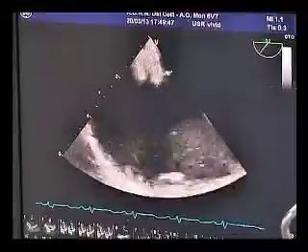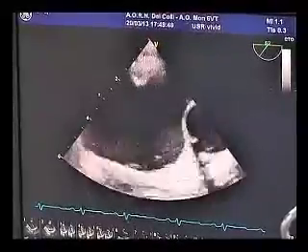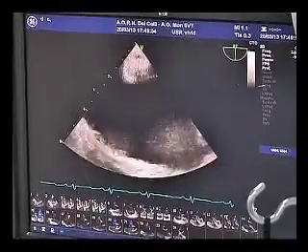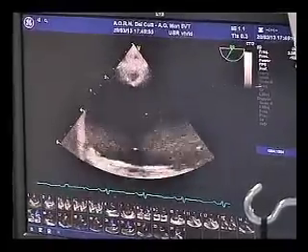We're arriving with the second device. Yeah, we can see the first device in position. Okay, now we are implanting the second one.